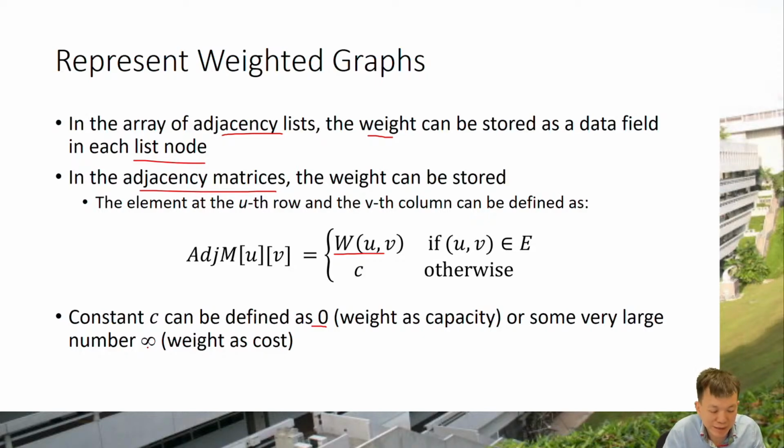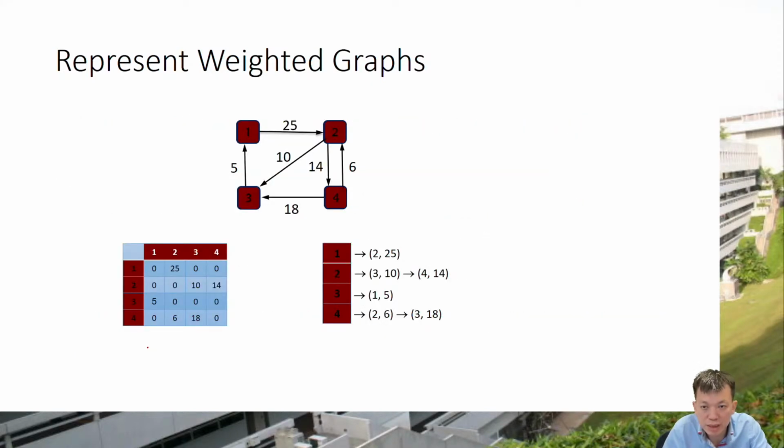In a finite computer, you have to give a number. Normally we just simply assign a very huge number to indicate that this particular edge is not connected. There's no edge there. So for example, this is the weighted one.